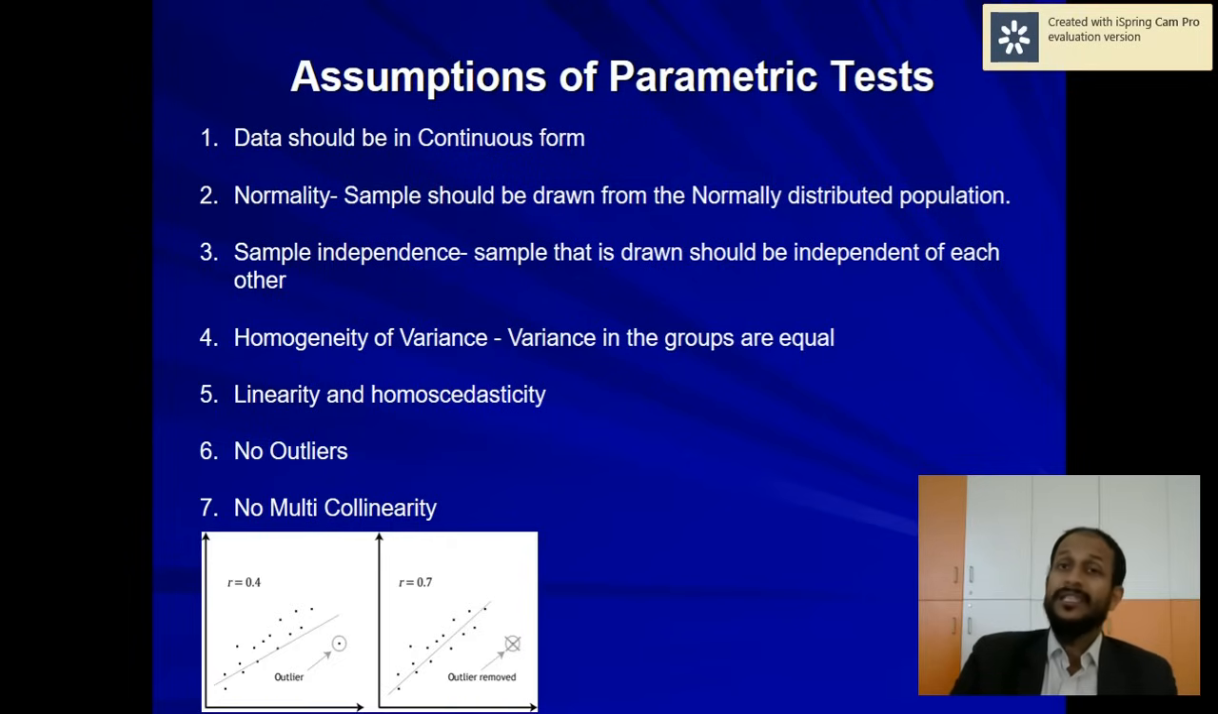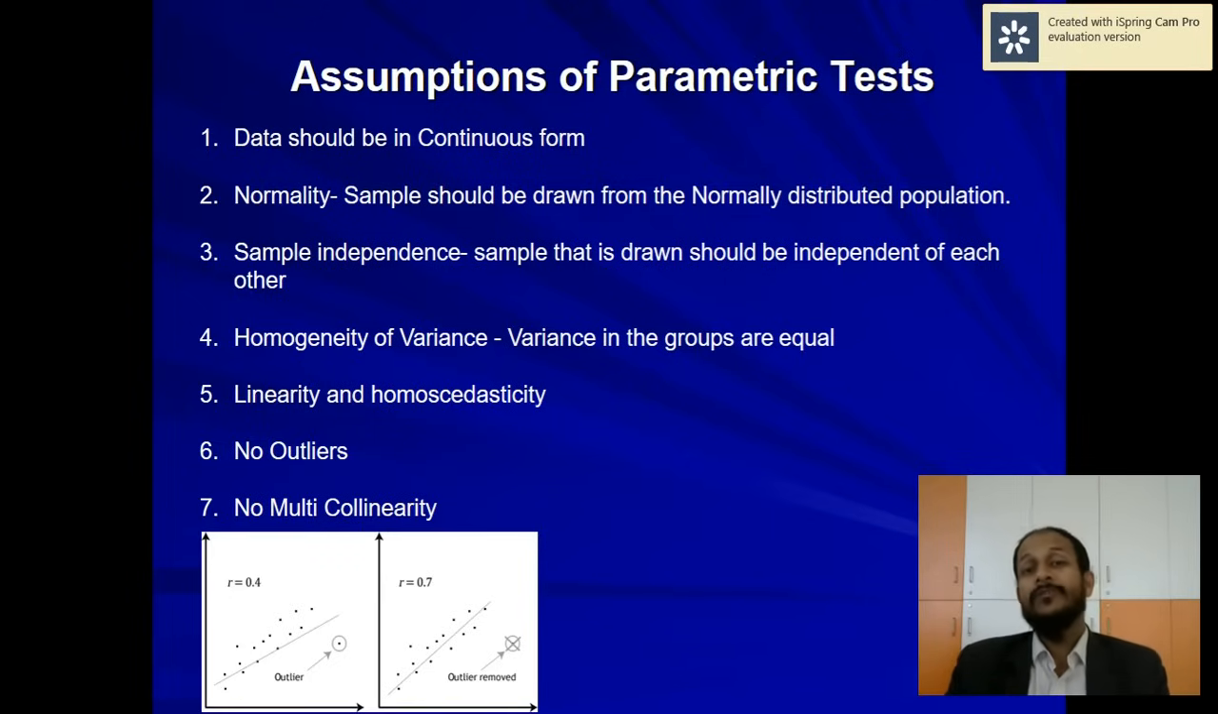The second important assumption is about normality. That means the sample data that I am drawing from the population should be normally distributed. Now, what is meant by normality? Make it simple. Normality is about the distribution of the data, and this distribution is in such a way that most of the data is clustered around the mean, and very few data would be falling on either side.